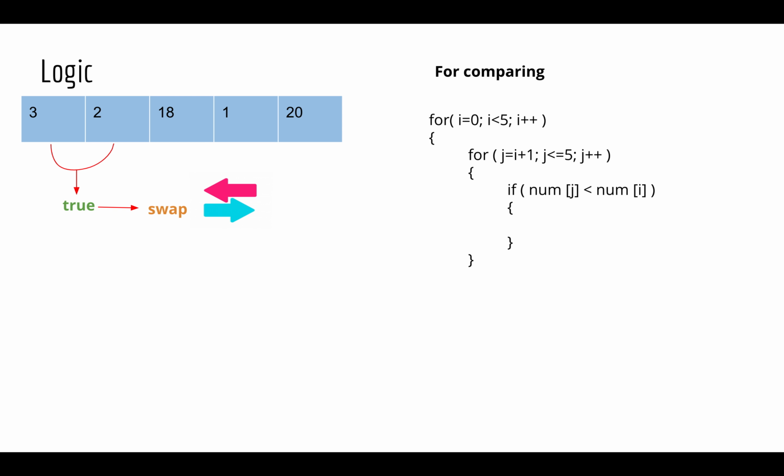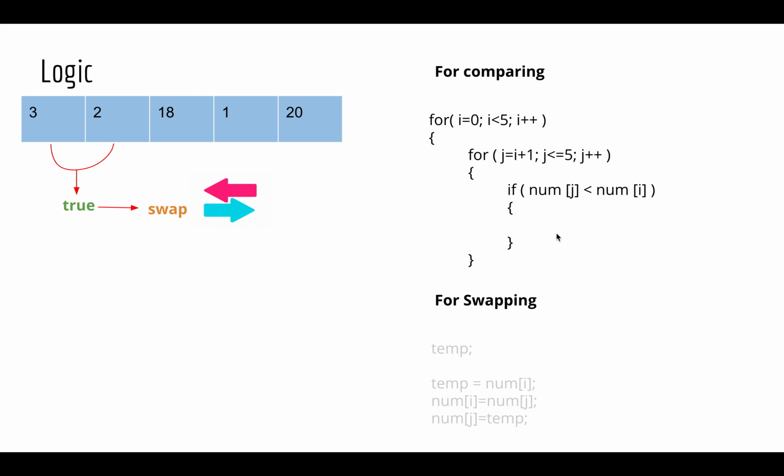At first, we'll simply declare two variables i and j. The value of i will start from 0 and it will go up to 5 because we have 5 elements in our array. So i will be pointing to the first element here, and the value of j will start from i plus 1 because j will be pointing to the second element here, and it will also go up to 5 because we have 5 elements in our array, and after each iteration the value of j will increase. And here's the test condition: if the value pointed by j is less than the value pointed by i, then we'll simply swap the values.